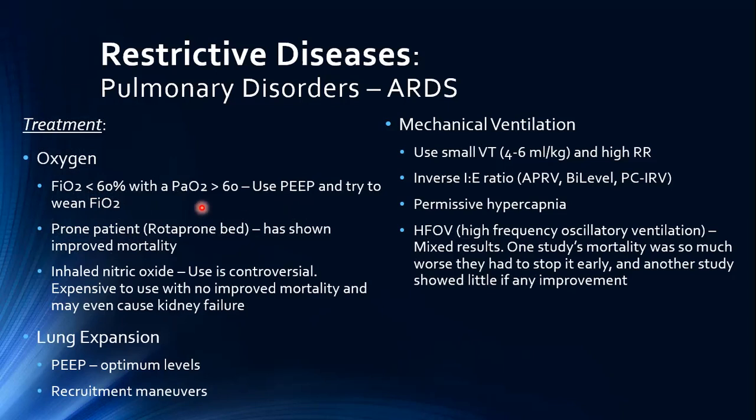Put the patient in a prone position. A rotoprone bed is a bed that would turn like a rotisserie chicken. You have a patient on it, and they turn when they're on their stomach, and then it'll turn over and they're lying on their back for a little while. And then it'll turn with the patient on, it's called a rotoprone bed. That's in some of the ICUs. Rotoprone has been shown to improve mortality. Inhaled nitric oxide, what I said earlier. Inhaled nitric oxide.